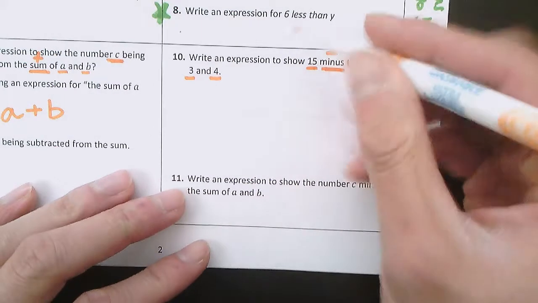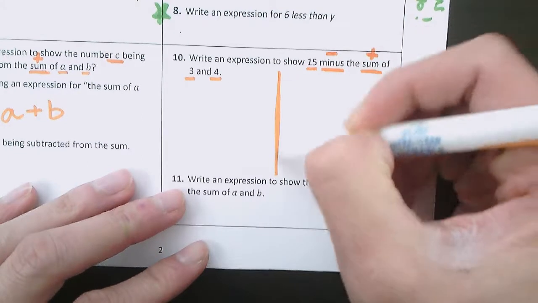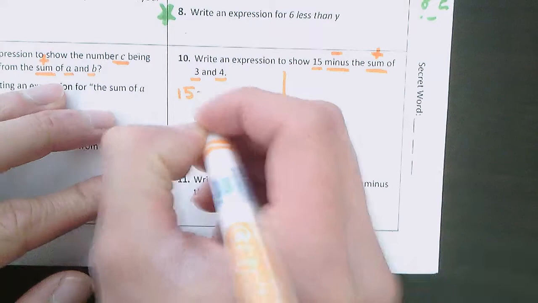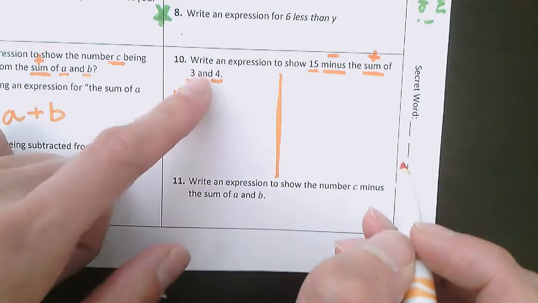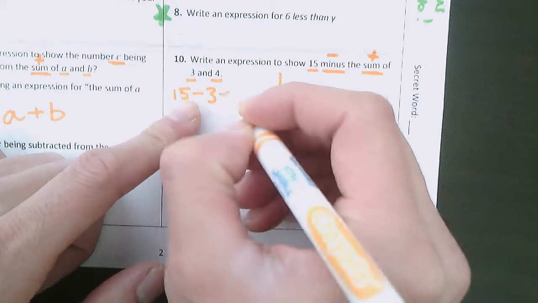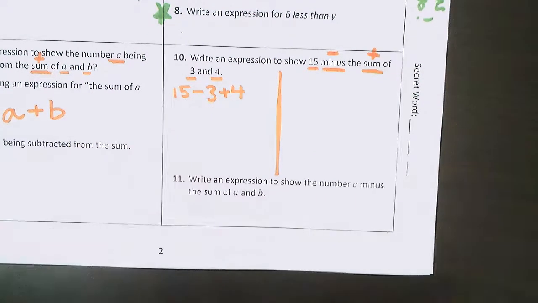Now there's two ways that you might think to write this. And I want you to draw a line in the middle, and we're going to try these out. On the left side, if you write 15 minus the sum of 3 and 4, so I'm going to have 3 and 4 that are being added. This is the sum of 3 and 4, and it's 15 minus this. Now this might look pretty good.